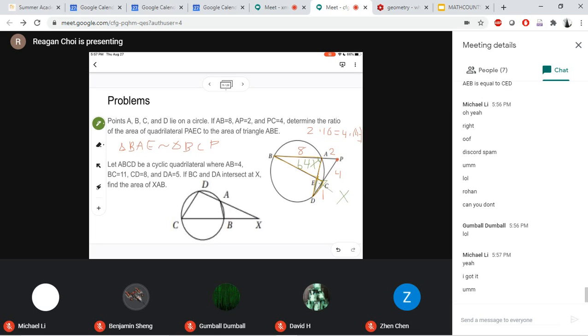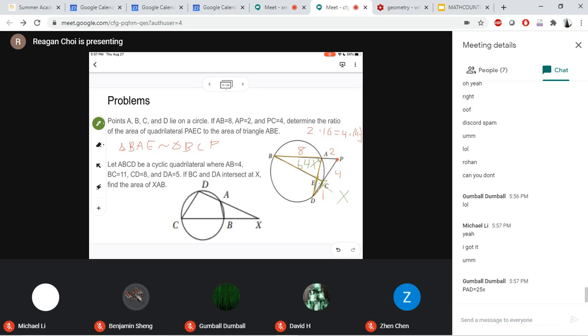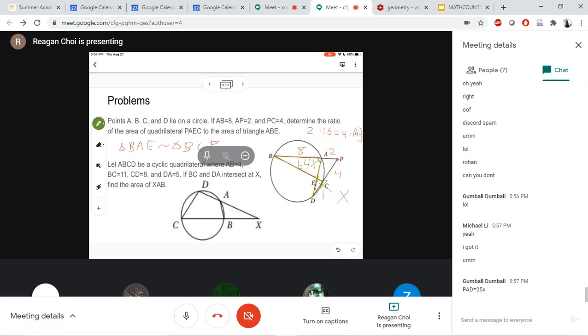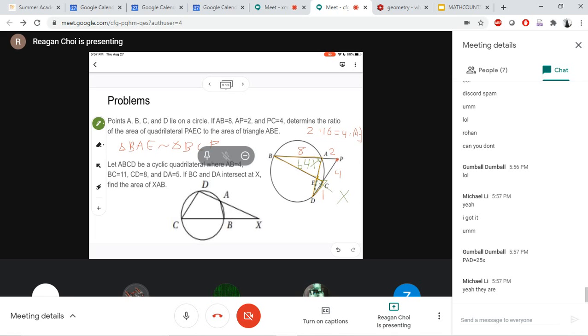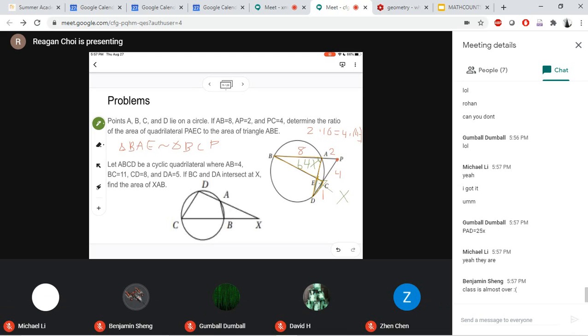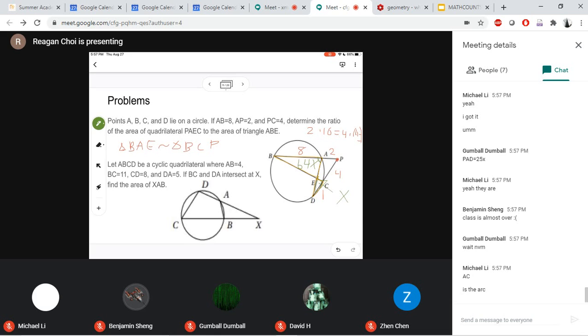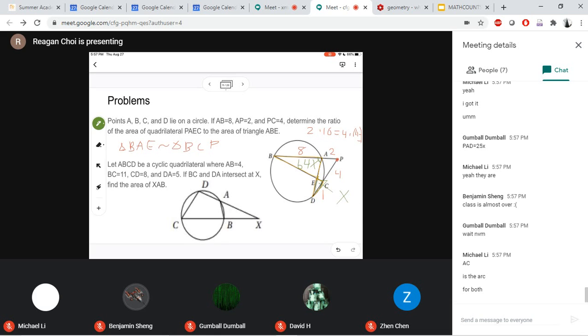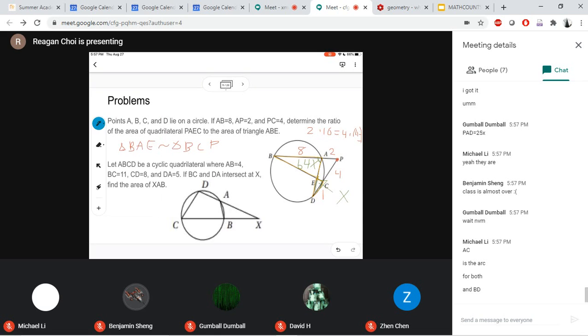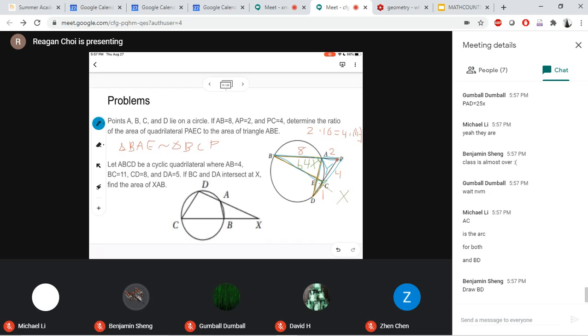Actually, yeah. Wait, are BAE and BCP even similar? They are. Yeah, makes sense. Anyway, so what we're going to use here is let the area of the quadrilateral be y. So we have PBC equals PDA. You could draw BD, I mean, you could. I think I'm going to go with this though.